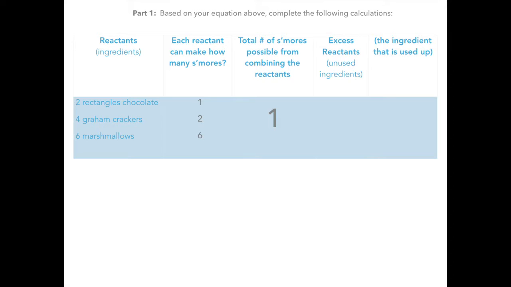So excess reactants, how much is unused? Well, for the rectangles of chocolate, there's nothing that's left over. For the graham crackers, I only used 2 to make that 1 s'more, so I'm going to have 2 graham crackers left over. And then because I only made 1 s'more, I'm going to have 5 marshmallows left over. And so the ingredient that's used up, your limiting reactant, that is going to be your rectangles of chocolate. Okay? So we're now going to take this concept and we're going to apply it to chemistry.